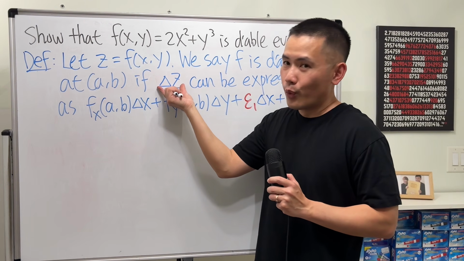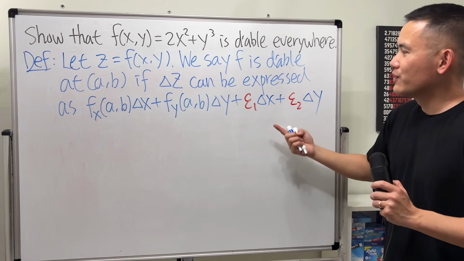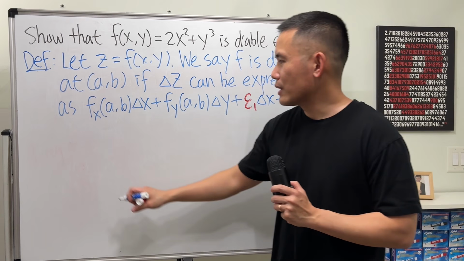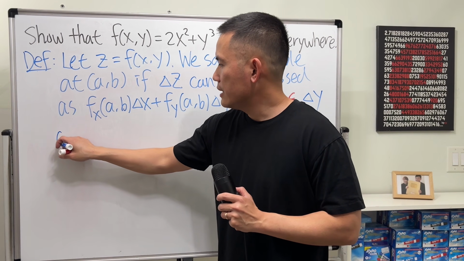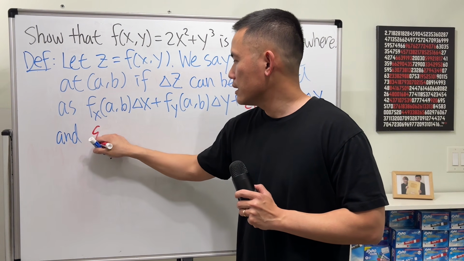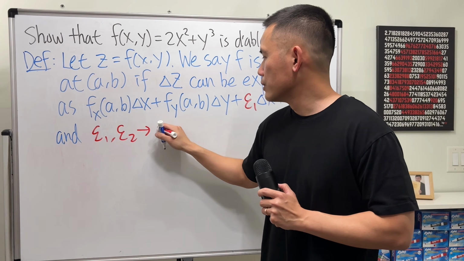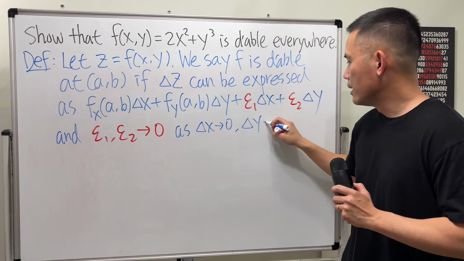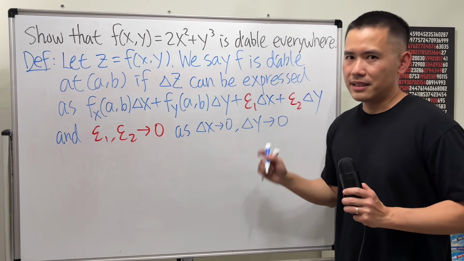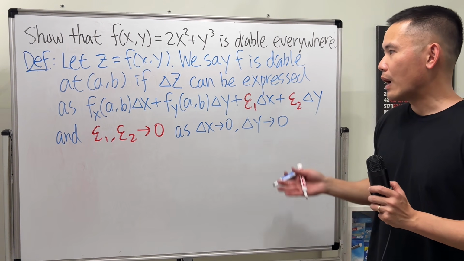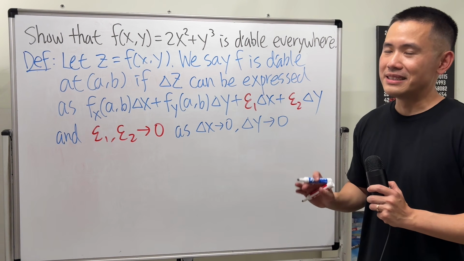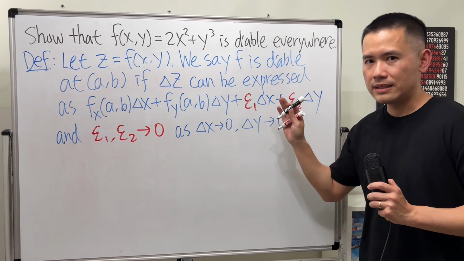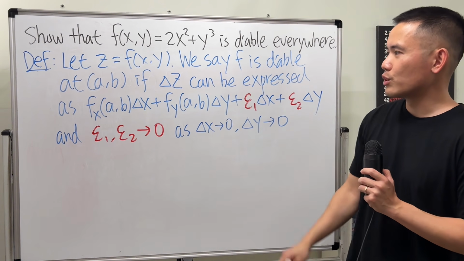So we want to somehow work this out and then put it into this form. And moreover, once we have this expression, we also have to say that epsilon 1 and epsilon 2 go to 0 as delta x approaches 0, likewise delta y approaches 0. That is the definition. At first, you might be thinking, wow, that's so scary. But let me tell you, it's not. First things first, this is what you want to show.